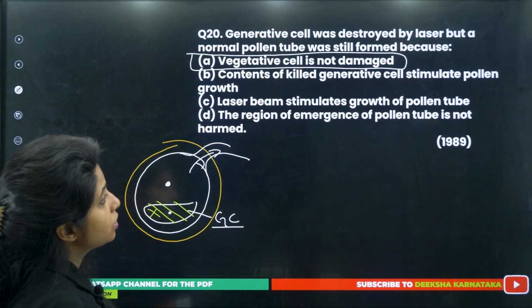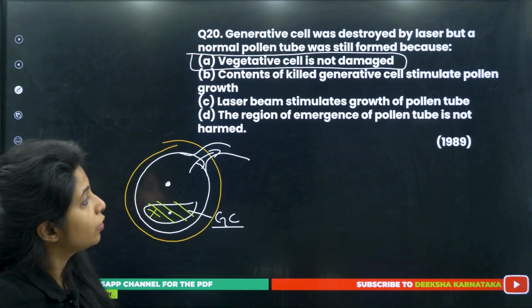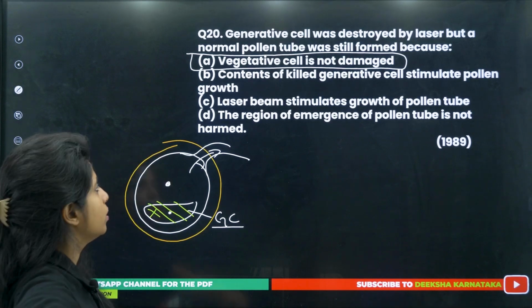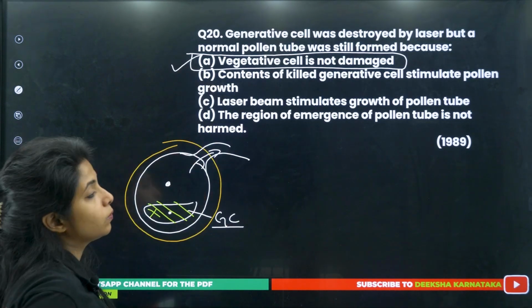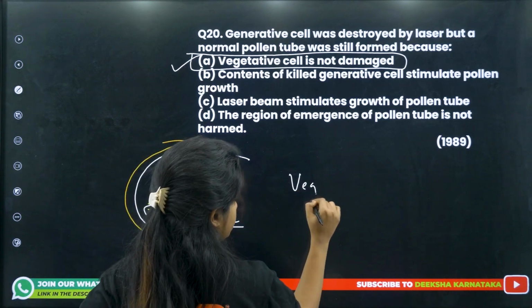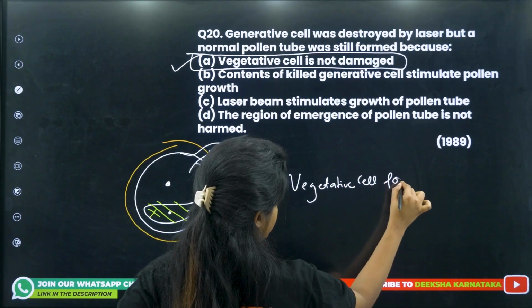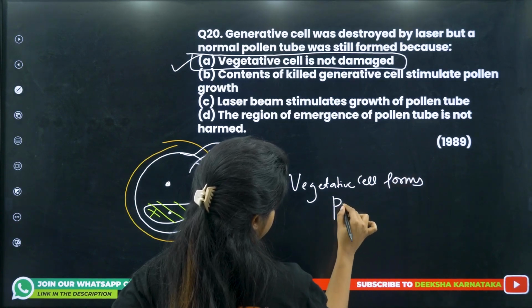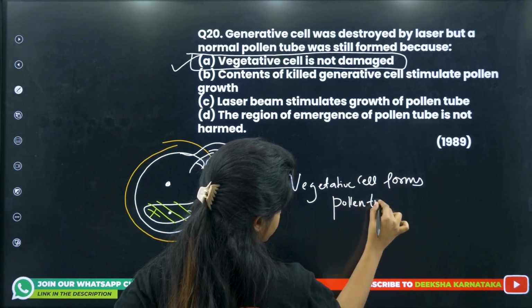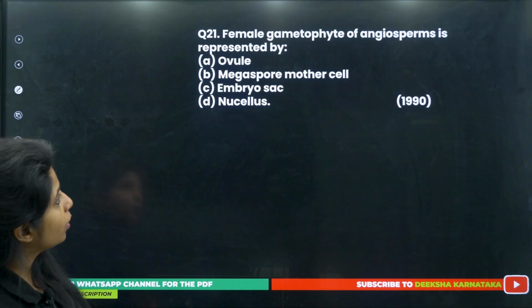Contents of the killed generative cell stimulate, no. Laser beam stimulates growth of pollen tube, no. The region of the emergence of pollen tube is not harmed, no. This is the correct answer. Vegetative cell is the one that forms the pollen tube. Write it somewhere. Vegetative cell forms pollen tube. Okay, 1989 question. Going ahead.